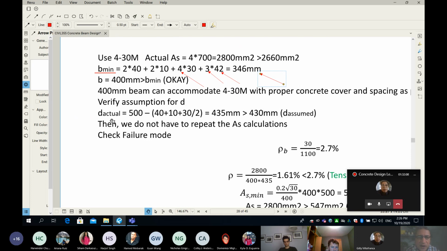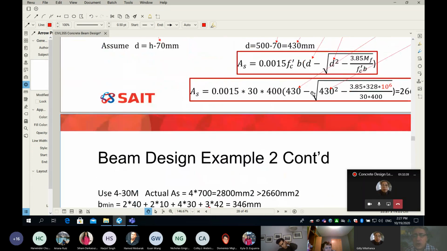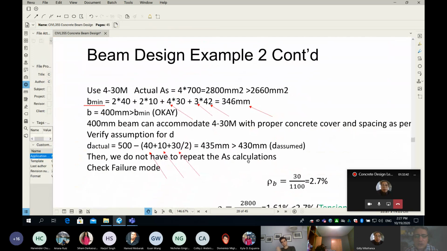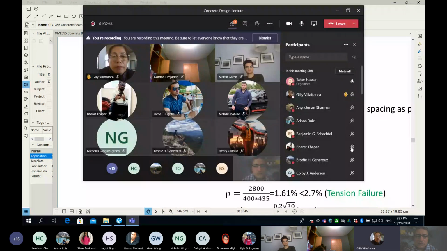Now let's go ahead and find my D actual. Very simple. We start from H and we subtract the actuals. Cover here, cover is 40, and then stirrup, and then 1/2 bar. Guys, always visualize and imagine what's happening at the bottom of your beam, like the anatomy. So we have here 435. And guess what? I started with 430. What went into the equation is 430. Am I okay? Am I good? What do you think? You are good.